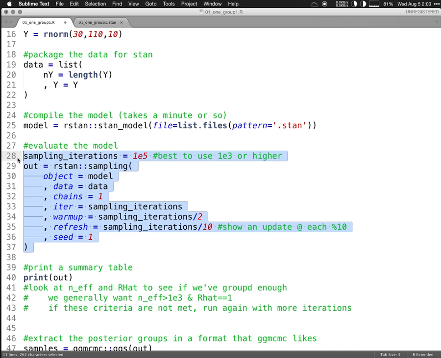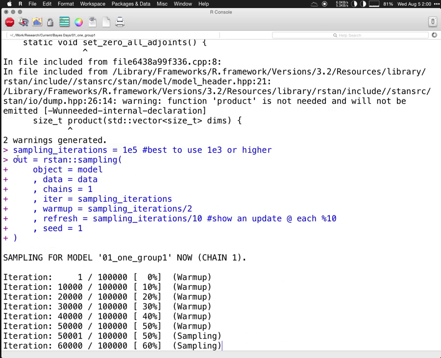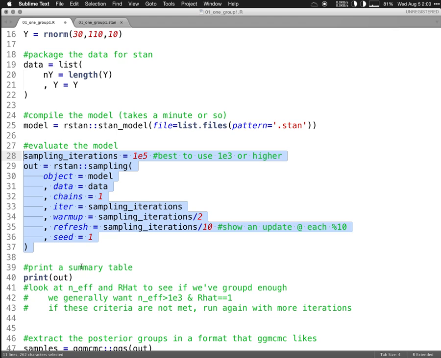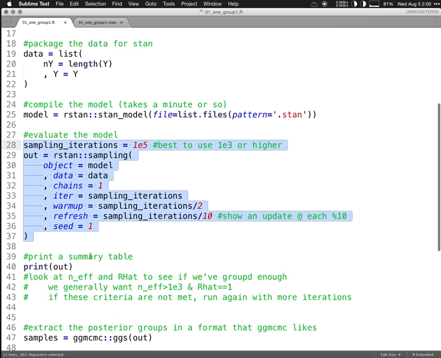So we'll run that, and I'll pop over to R, and it runs ridiculously fast because it's a very, very small, simple model. You can see it says it took half a second to warm up, half a second to sample, and it's got a total of 1 second. So having done that, we've got this object called out, which presumably contains the results of the sampling.